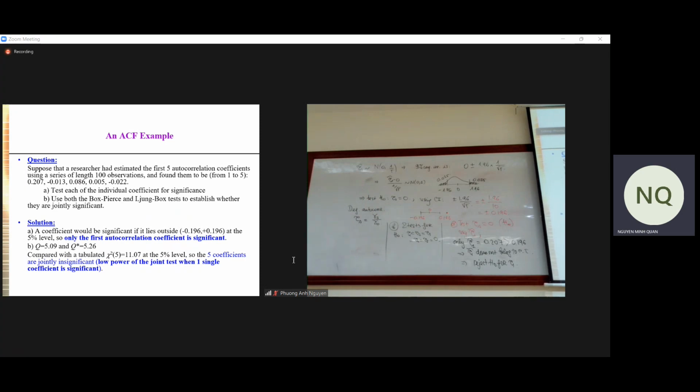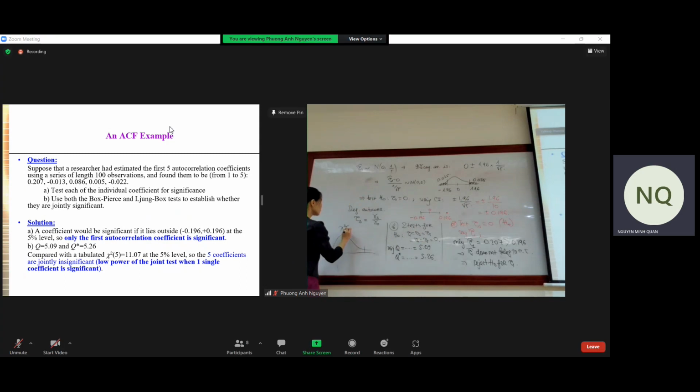Using the first test, Q equals something, and if you use your calculator, you check that it's 5.09. Second test, the joint test, use the formula, and you get 5.26. So the next step is to compare with the critical value obtained from the chi-square distribution, with 5 degrees of freedom.